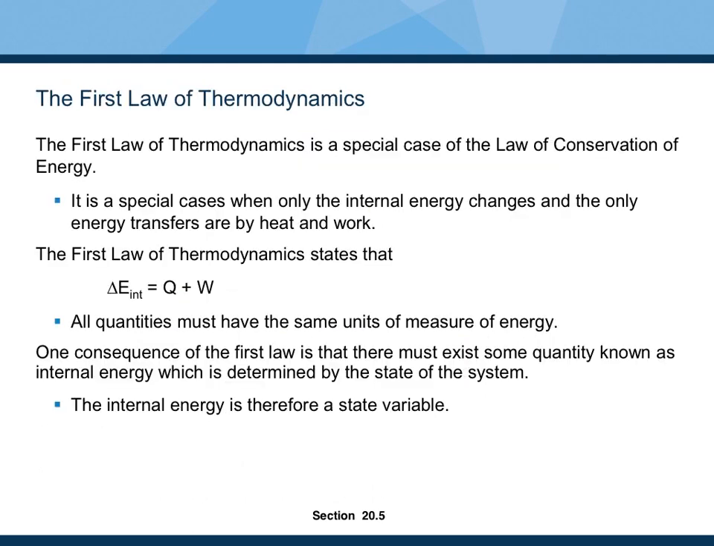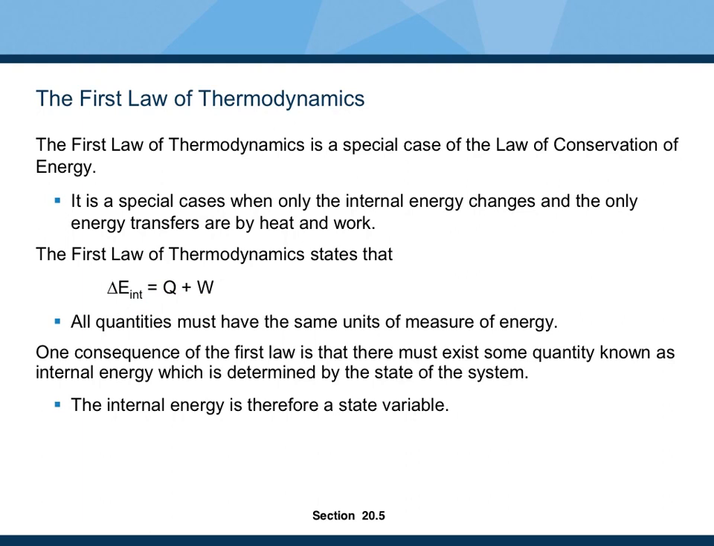The first law of thermodynamics is a special case of the law of conservation of energy. It states that delta E internal is equal to Q plus W. Delta E internal is the change in the internal energy. Q is the energy transfer of the system with the surroundings. W is the work done on the system.